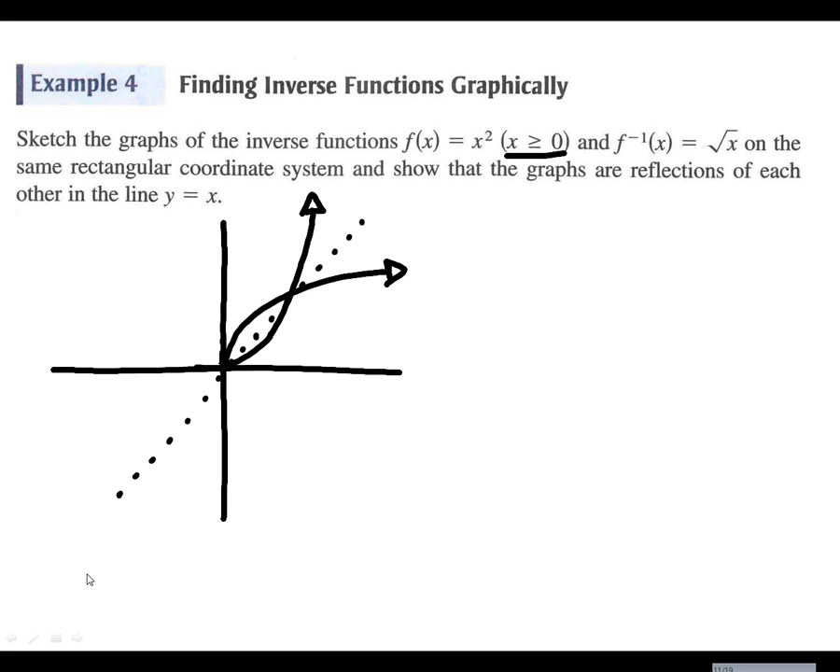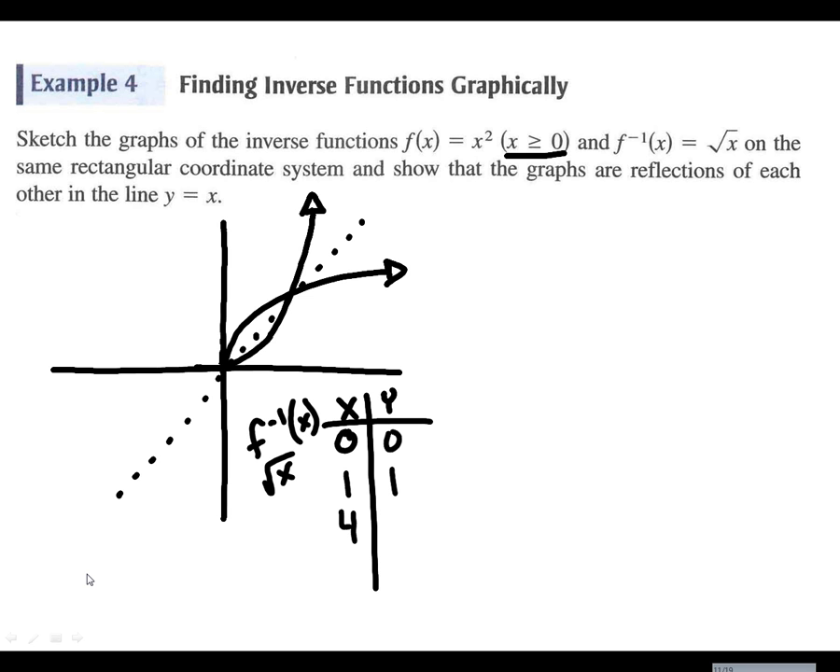And one thing we could do to prove this is take a look at our t-tables. And we can use our calculators to do this, or we can do it by hand. Let's go ahead and pick some square rooting numbers. Let's go 0. So this is for the inverse, which is the square root of x. The square root of 0 is 0. Next good number is 1. The square root of 1 is 1. Next number I'd pick is 4. The square root of 4 is 2. Then I'd pick 9. The square root of 9 is 3.